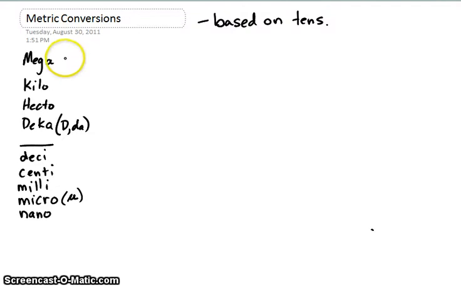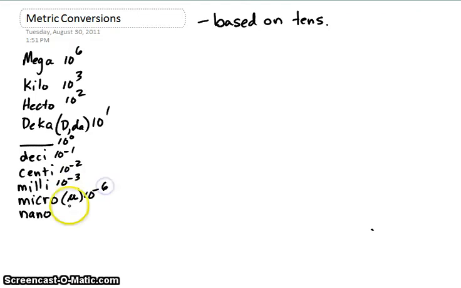Now, what do they stand for? Mega stands for 10 to the 6th power. Kilo is 10 to the 3rd, hecto 10 to the 2nd, deca 10 to the 1st. Base unit, if you have no prefix, is 10 to the 0 power, which means don't do anything. Deci is 10 to the minus 1. Centi is 10 to the minus 2. Milli is 10 to the minus 3. Micro is 10 to the minus 6th. And nano is 10 to the minus 9th. So beginning today, memorize these prefixes and what power of 10 they represent.